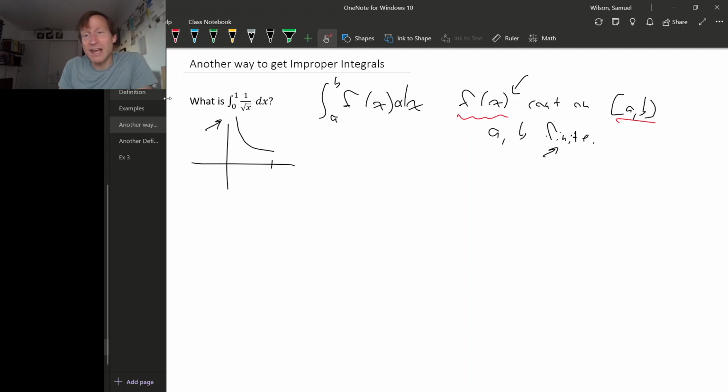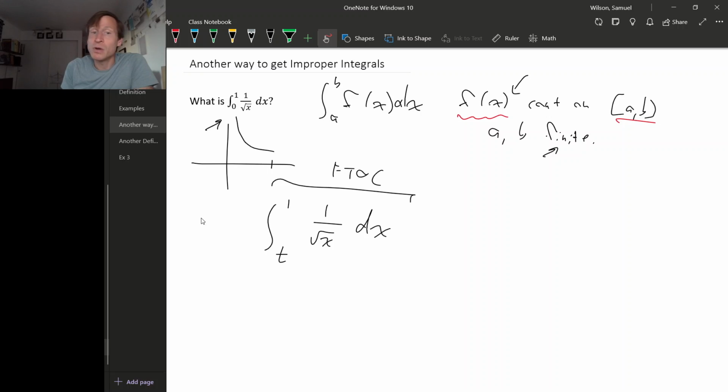But just like when we had an infinity in the bounds, we can handle this by doing a little surgery on the interval that we're integrating over. Instead of integrating all the way down to 0, we can just integrate down to some value t, and t will be a little bit bigger than 0. So integrate 1 over the square root of x. Now for this integral, there's no problem. We can use the fundamental theorem of calculus. But then when we're done, we'll take a limit as t goes to 0.